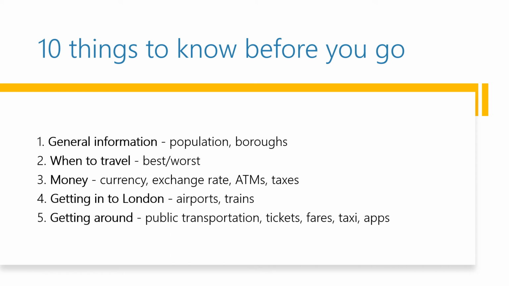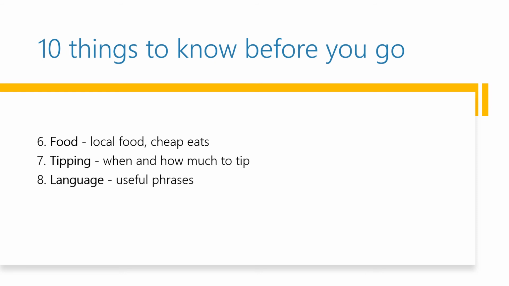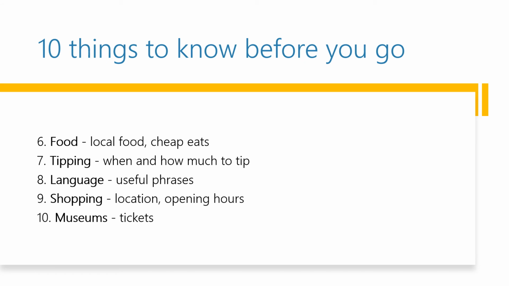Then he talked about getting around, about public transportation, tickets, fares, taxis, and useful apps. Next was the food, local food, and cheap eats, so where to eat on a budget. Then he talked about tipping, when and how much to tip when you are in a restaurant. Then he mentioned language and some useful phrases to use when in London. About shopping, where the best shopping areas are and opening hours, and museums and tickets for the museums.